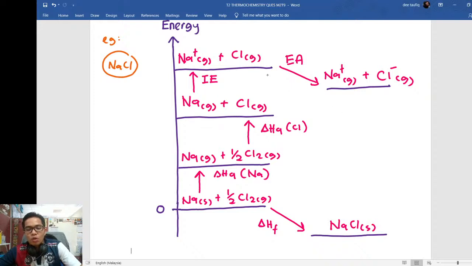Or senang kata, only when you are forming a negative 1 charged ion, then it will become first EA, arrow going down, negative sign. If you are going to produce negative 2, negative 3 and so on, the arrow will go up due to positive delta H. And then from Na plus gas and Cl minus gas, it will straight away go down here to produce NaCl solid, and this is delta H lattice.